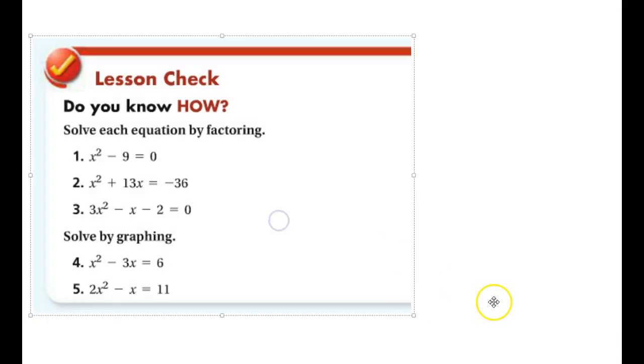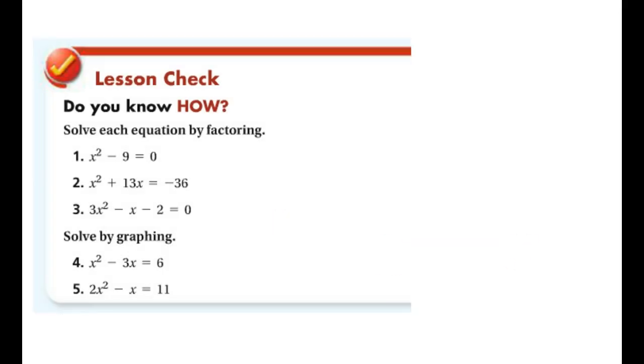So make sure you write down all 5 of these problems. I do want you to try all of them so we get maximum practice. And please let me know if you have any questions on today's lesson when we see each other next.